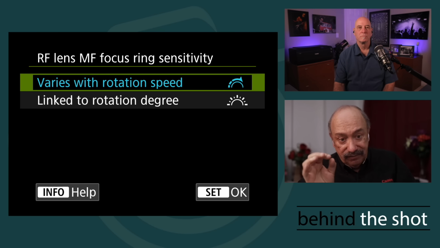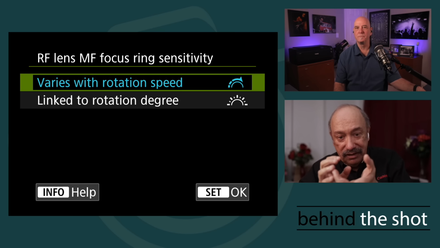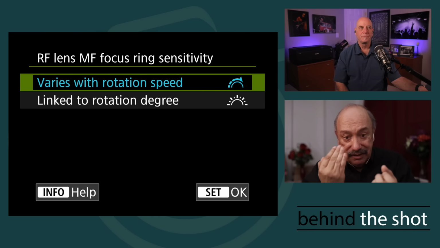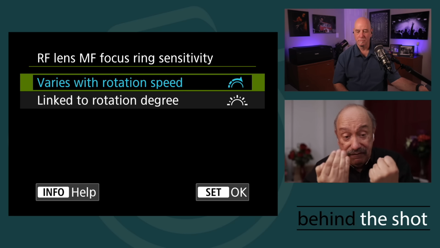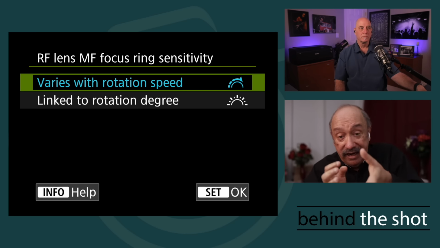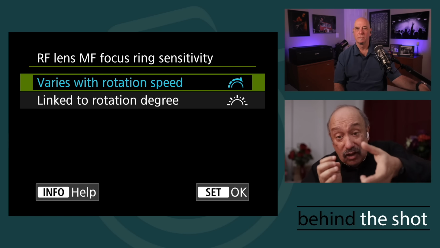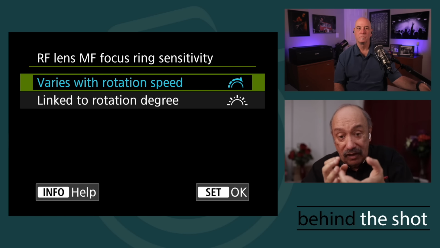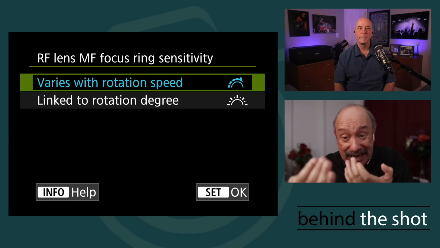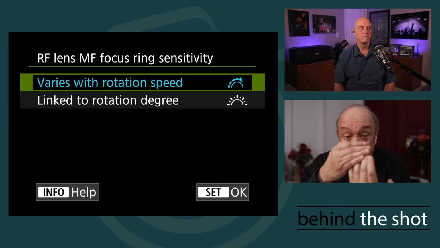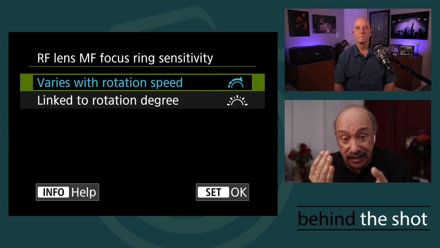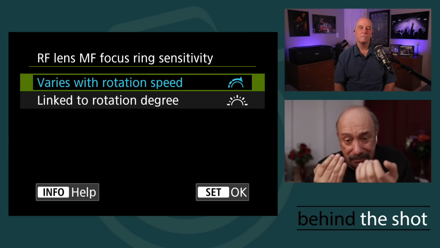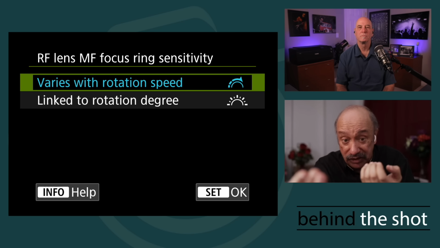By default, as you manually focus, the amount of change in focus will vary depending on how fast you rotate the ring. If you rotate it slowly, it tries to give you a fine focus, which makes a certain amount of sense. If you speed that up to get more of a quick focus shift, it'll actually speed up, not just in relation to how much you turn it, but how quickly the manual focus adjustment is.